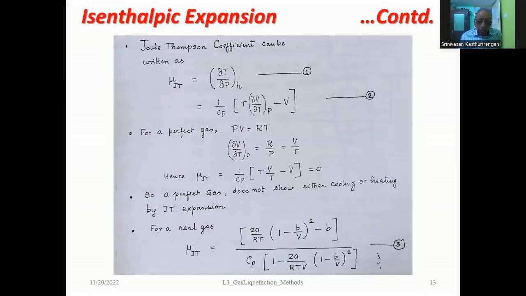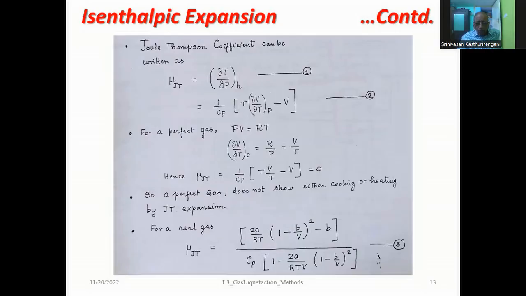But in real gases, where there is interaction energy between the molecules, μ_JT is given by this expression. μ_JT is equal to [2A/RT × (1 − B/V)² − B] divided by [Cp × (1 − 2A/RTB × (1 − B/V)²)]. This term is the denominator.